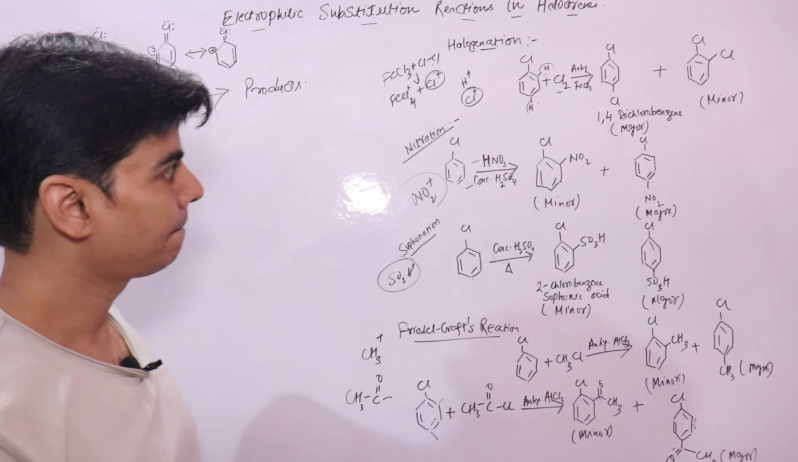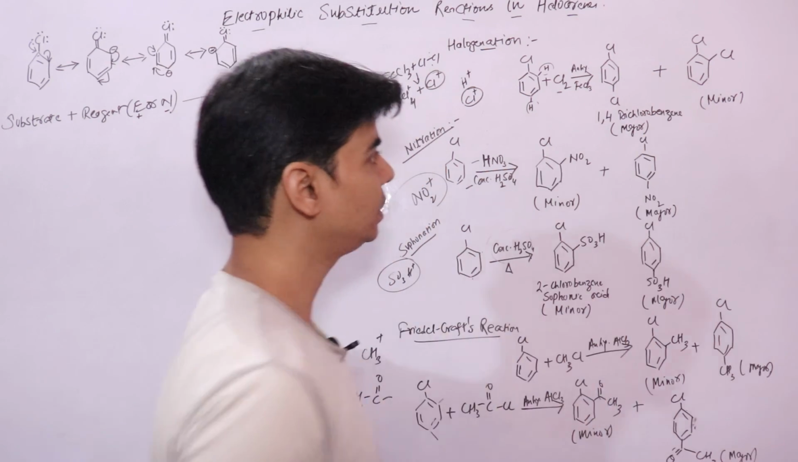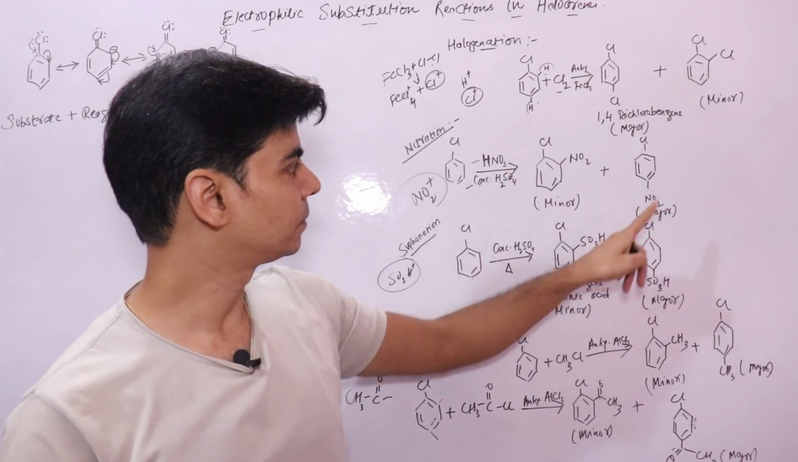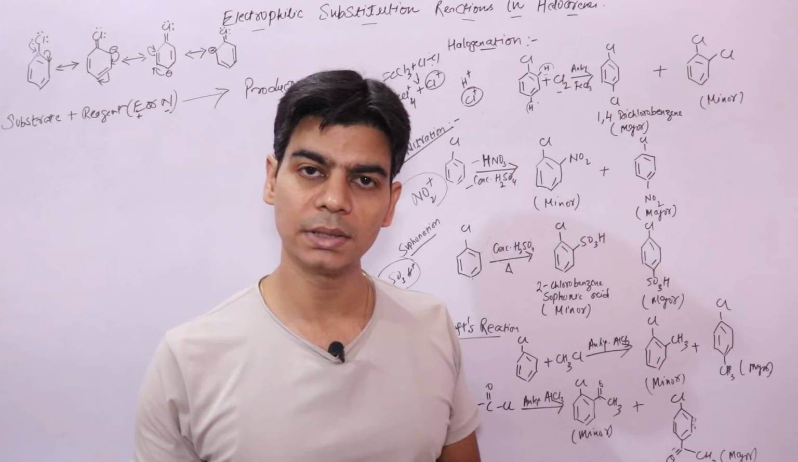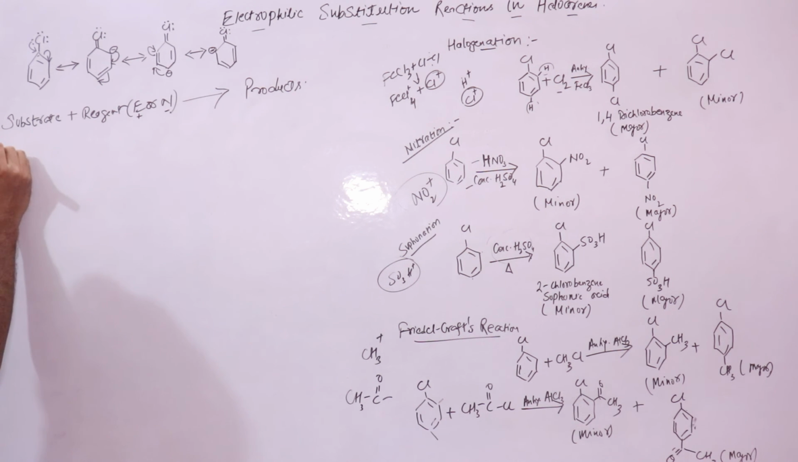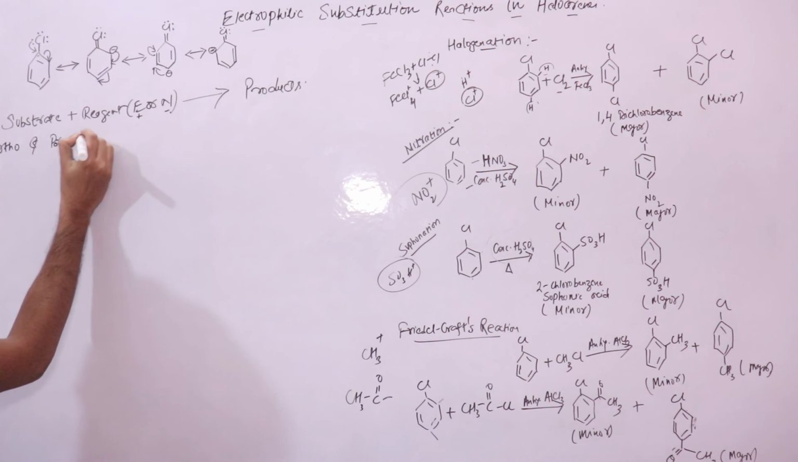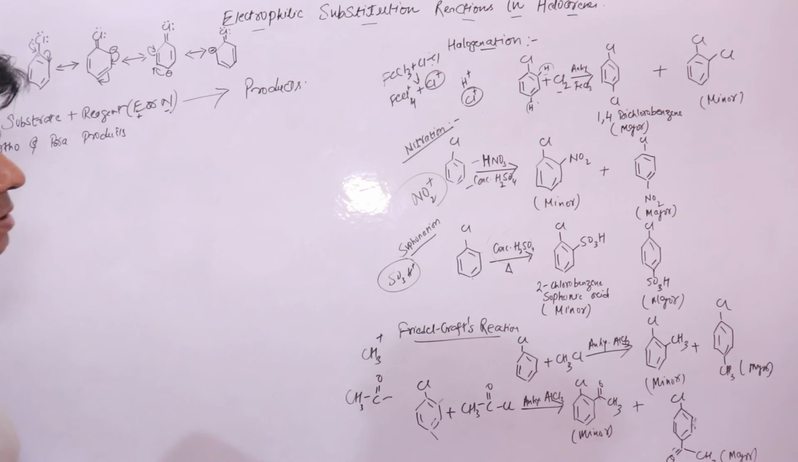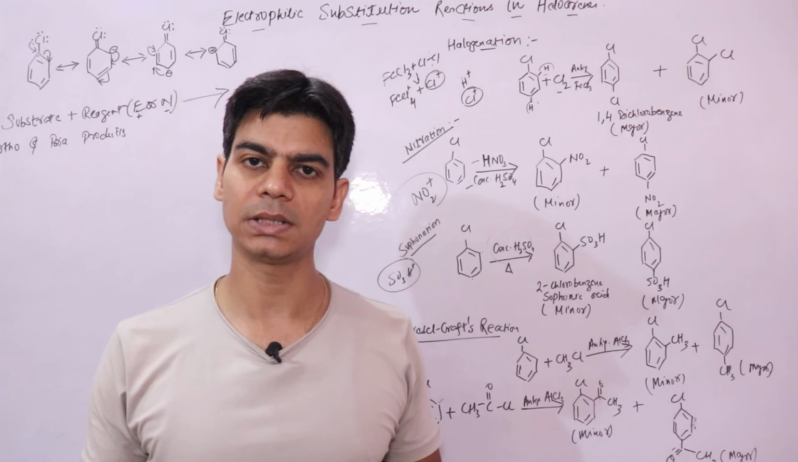Now in these reactions, just notice some of the things. On the product side, you see that we always have an ortho product and a para product. Ortho product, para product, ortho product, para product. So the common thing in all these electrophilic substitution reactions is that we are getting ortho and para products. And why are we getting this? Because of the directive influence of the group which is already present in the benzene ring.